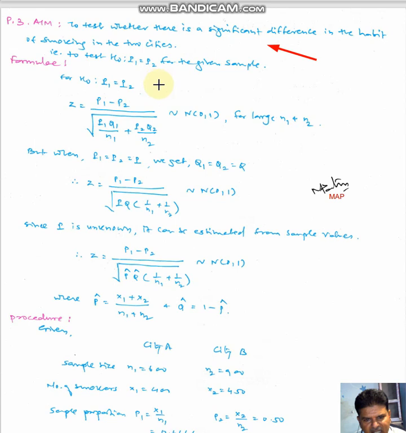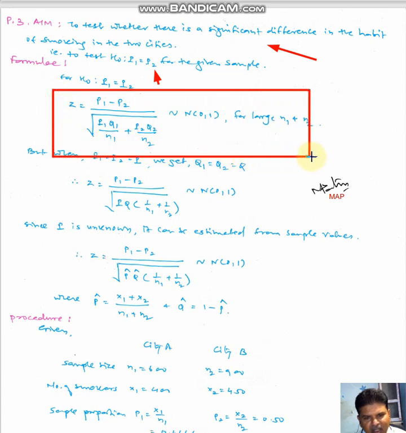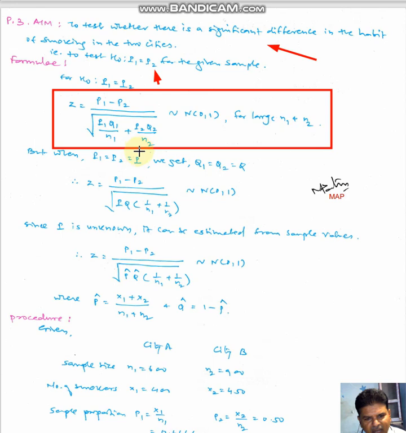H naught is P1 is equal to P2 for the given sample. So what is the formula for this? The formula is Z is equal to P1 minus P2 divided by square root of P1 Q1 divided by N1 plus P2 Q2 divided by N2, which follows normal 0, 1 for large N1 and N2. But when both the proportions are the same, we can reduce the formula. Instead of P1 and P2, since P1 equals P2 equals P, we can use the formula Z is equal to P1 minus P2 divided by square root of PQ into 1 upon N1 plus 1 upon N2, which follows a normal 0, 1.